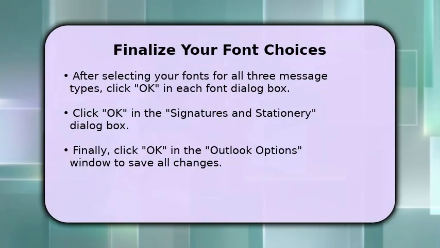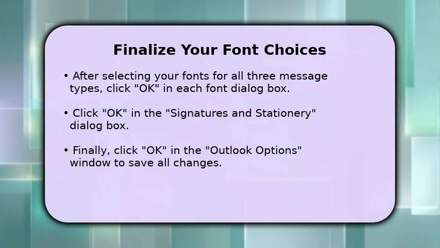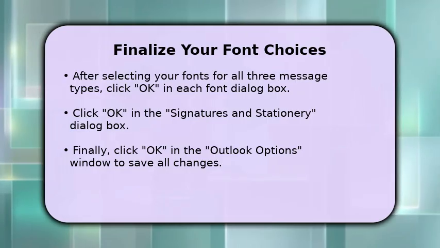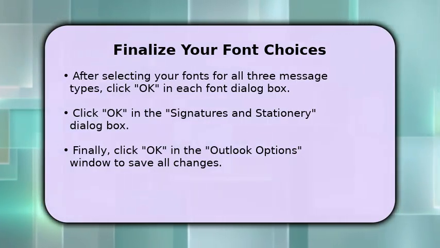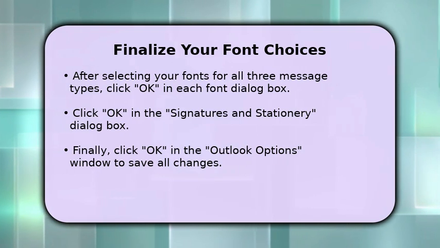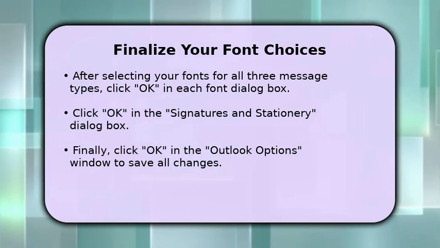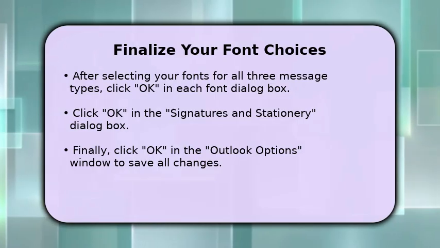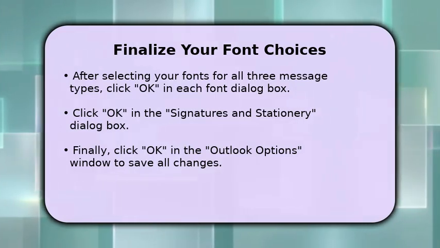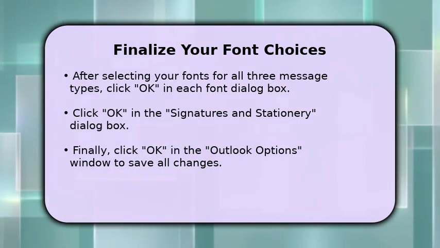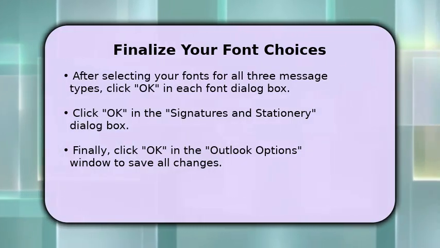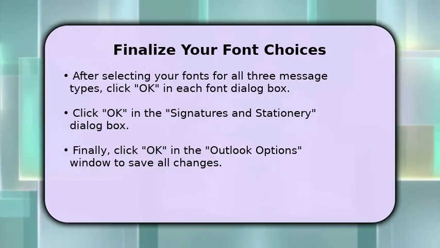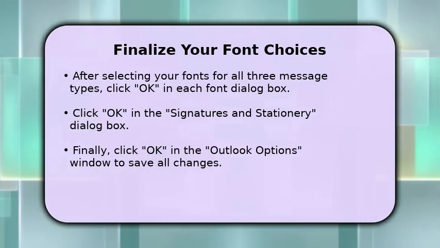Once you have chosen your desired font, style, size, and color for new messages, replies, and plain text, click OK in each individual font selection window. Then click OK again in the Signatures and Stationery dialog box to confirm those settings. To finalize everything and apply your new default font settings across Microsoft Outlook, click OK one last time in the main Outlook Options window. Your changes are now saved.